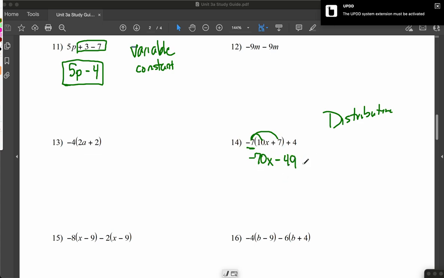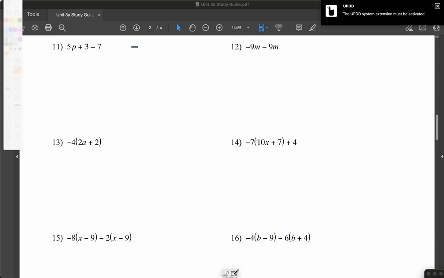So now we have this number, we bring down our +4. And again, we can combine the two terms that are alike, the two constant terms. So it's -70x minus 45. And we reviewed how to add integers yesterday, so that should be something to keep in mind. And you've got a couple more to do.